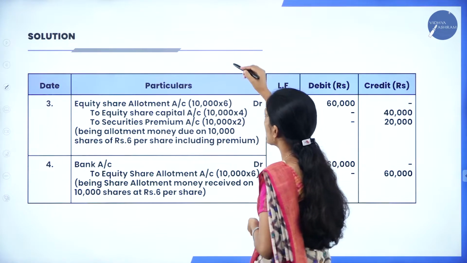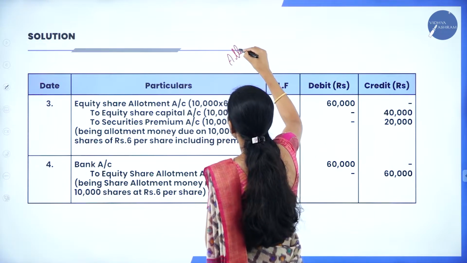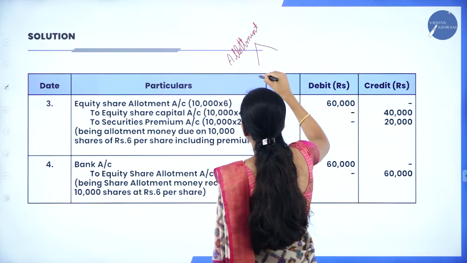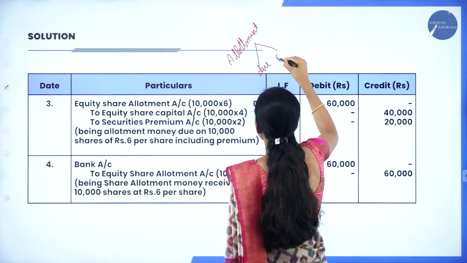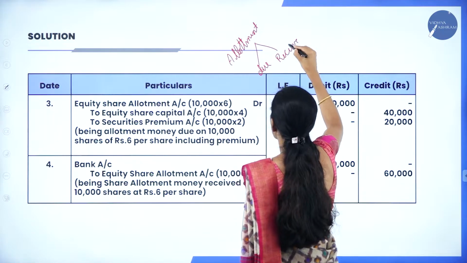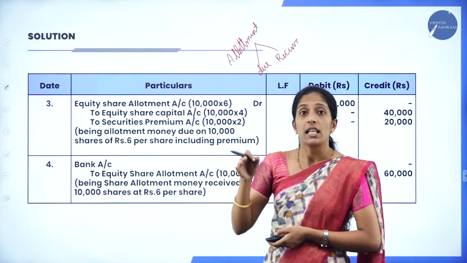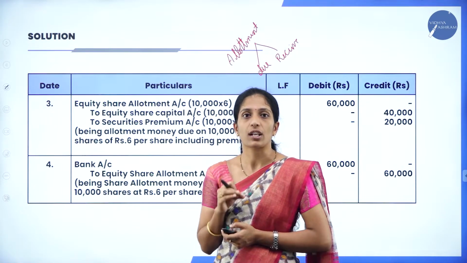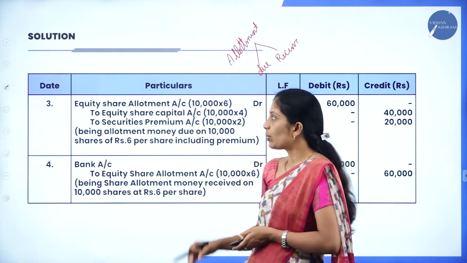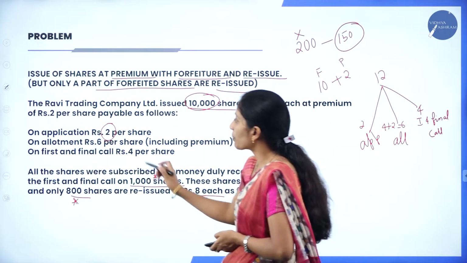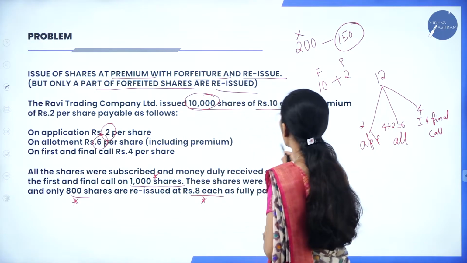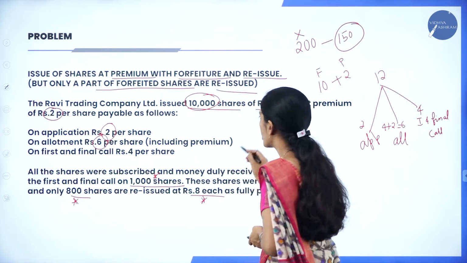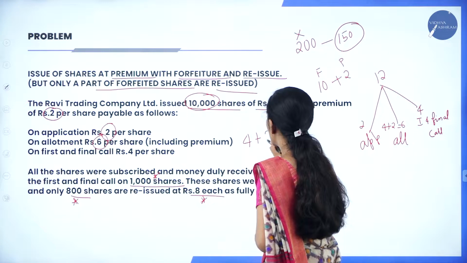Now, come to the next stage, that is allotment. Here also you have to record 2 entries. One is due, the other is receive. Now, what is the due entry on share allotment? Here they have allotted at a premium. So, we have to record securities premium account. Now, what is the allotment money? Allotment money is 6 including 2 rupees premium. Here they have clearly given 2 rupees is a premium. So, it will be 4 plus 2.